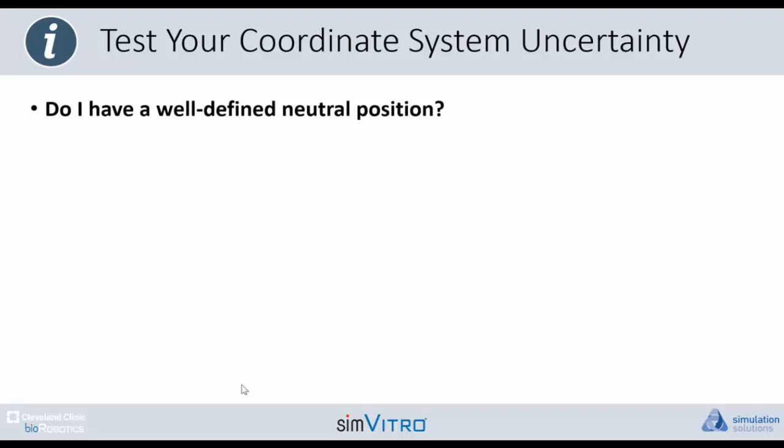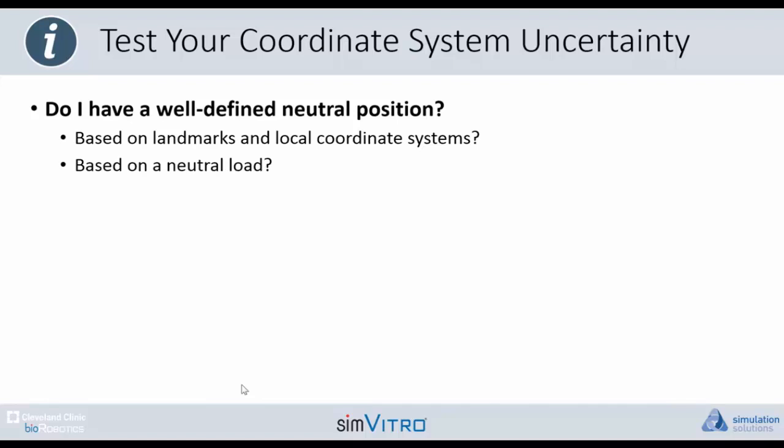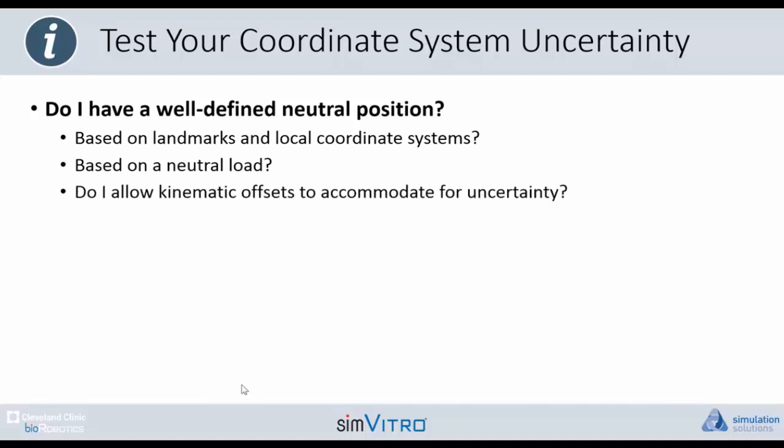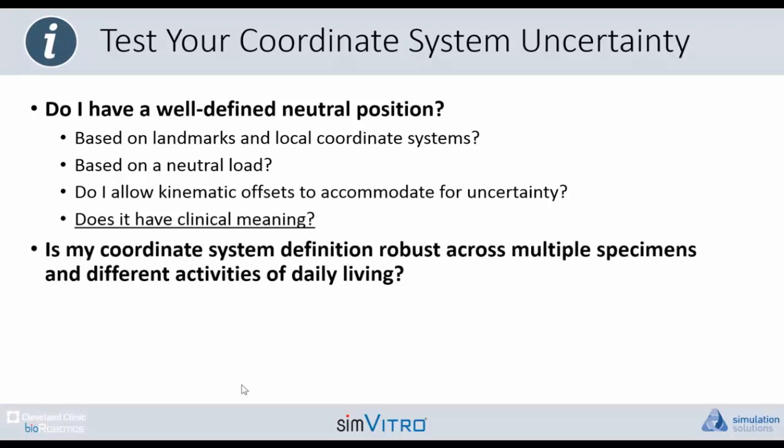And this comes to our last couple of tests. We're testing the uncertainty in our coordinate system. So do we have a well-defined neutral position? And is that based on landmarks or local coordinate systems, or is it a neutral load? And are we allowing for kinematic offsets to accommodate for this uncertainty in our reference frames? And again, does it have clinical meaning, right? That neutral position, does that mean something to what a clinician would understand neutral would be like?